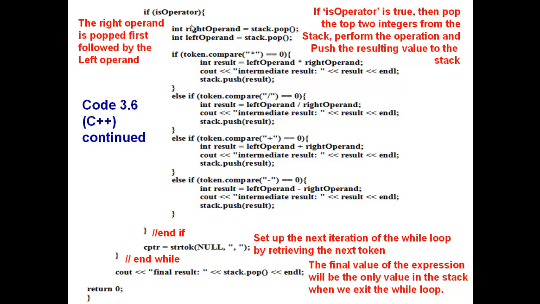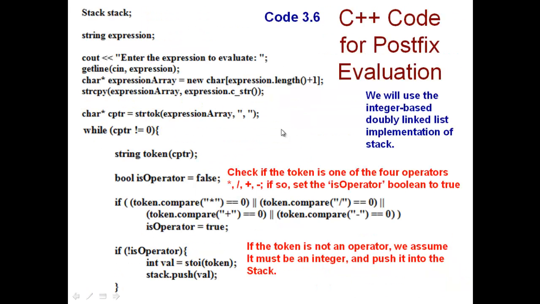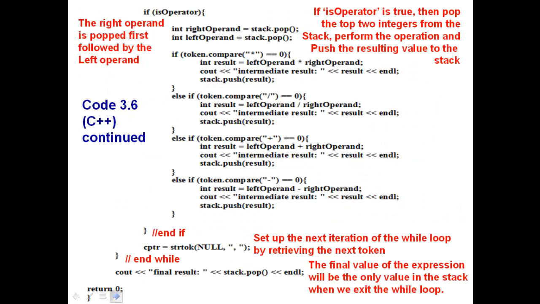so check if what you encountered is an operator. If you have encountered an operator, then it's time to pop the stack twice. The first time you pop, you get the right operand, so stack.pop, and whatever comes out, you treat it as the right operand. And the second time you pop, treat it as the left operand. And then whatever the operator is, do the corresponding math.